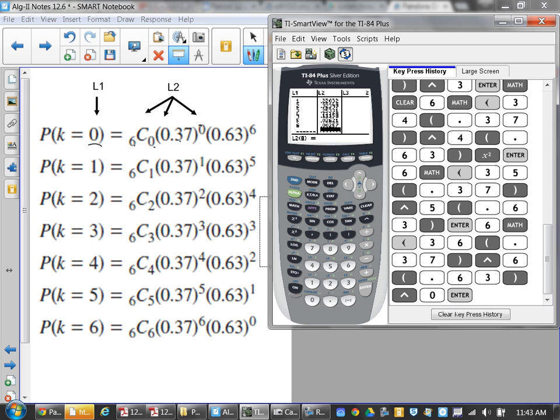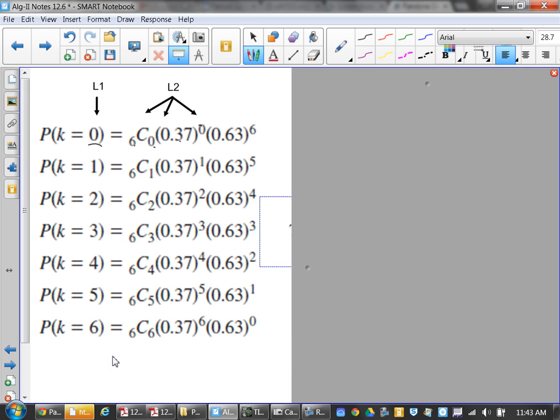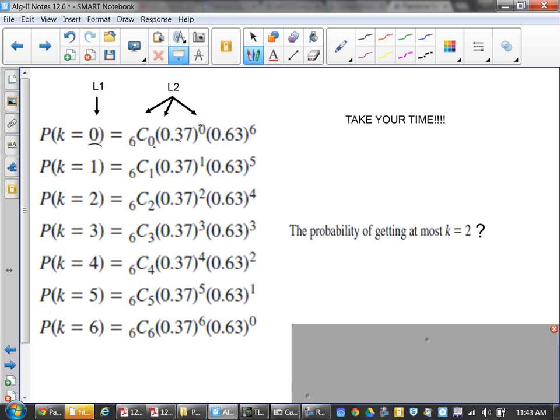We now have an L1 and an L2. And what we're going to do, well, first of all, these are all of our answers. In your L2, you have some decimals in here. Do you agree? Looking at your calculator, what's the probability of getting at most 2 successes? 32%.